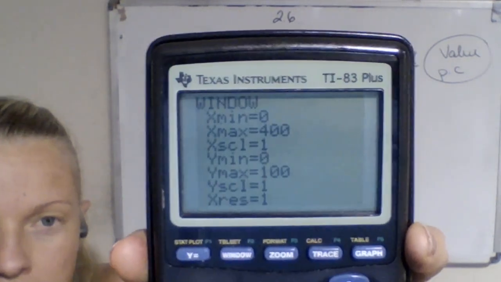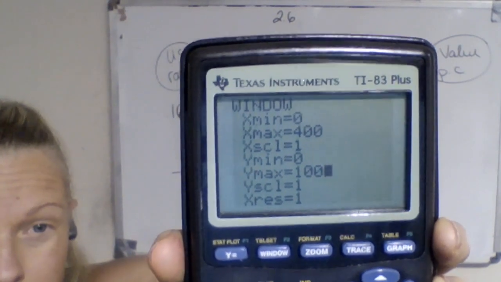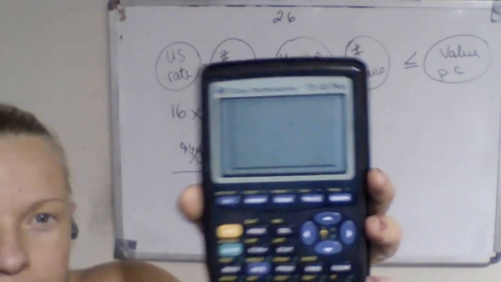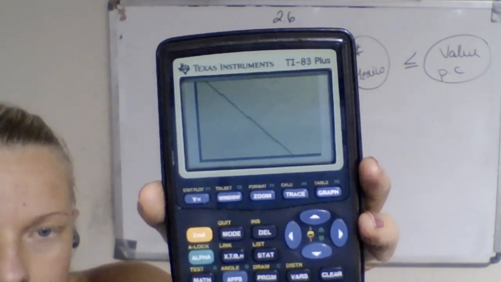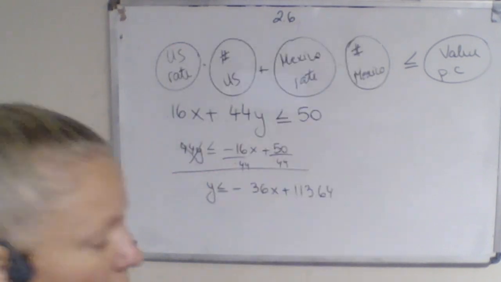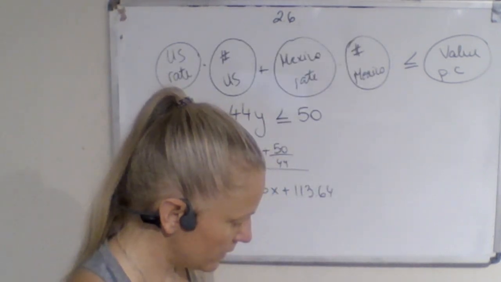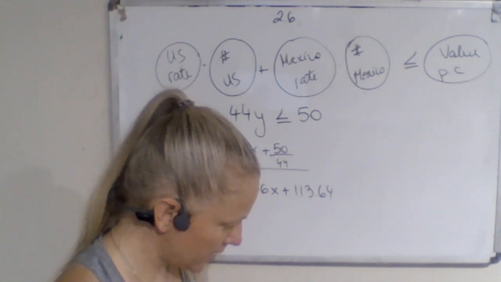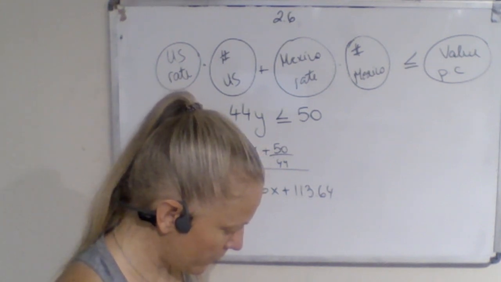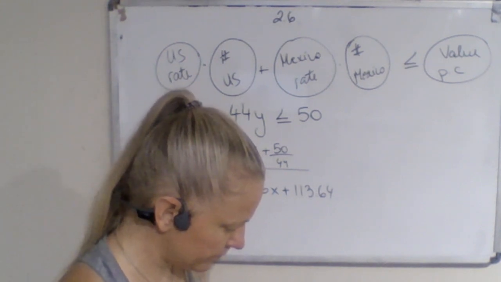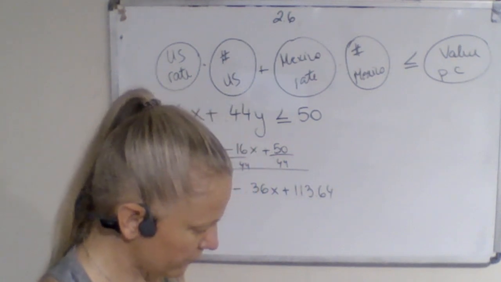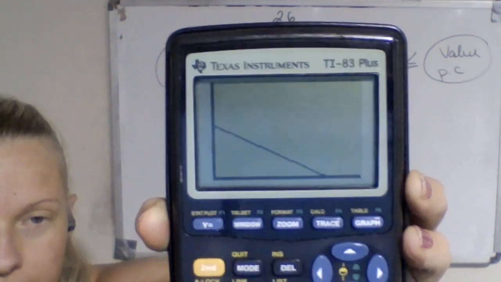This is where I am. This is a real life problem. And now I'm going to hit graph. There's my line. And believe it or not, my Y is not even enough yet. So I'm going to go back to window and I'll make my Y maximum, I don't even know. You make my Y maximum 200. And then I'm going to hit graph. There it is. We now have a graph, right?